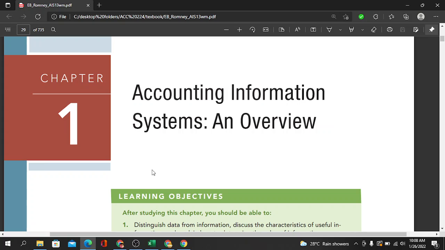Meron akong record dito, notes. No? Anyway, I will also transfer this to Excel. So, pwede tayo sa chat box. And then, pwede din doon sa mag-raise hand. No? Ready ko na.